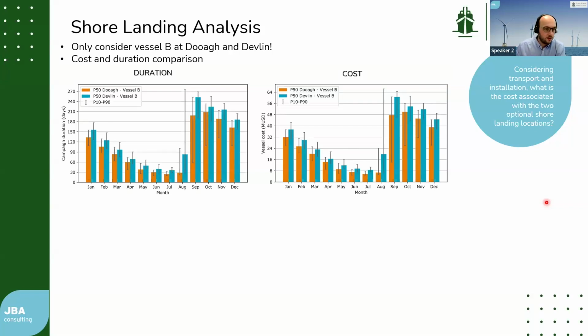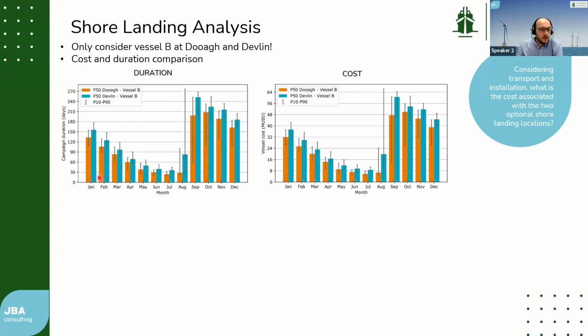I think this is quite useful for the purpose of comparison. On this graph on the left-hand side, we can see our duration, which shows the number of days, and also the start month. The different colored bars represent the different shore landing locations. So in orange, we've got the Dua, the shorter cable route, and in blue, we've got the Devlin route, which is the longer route.